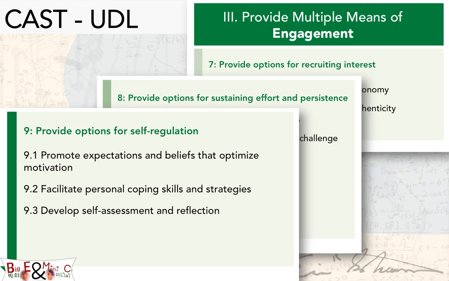Number 9 provides options for self-regulation. It's not an area that I originally connected very much with the flipped classroom model, but I think there's something to be said about removing the fear of falling behind and failing. Providing options for a flexible timeline can increase hope. In 9.1, they define hope as expectation and beliefs that optimize motivation. In addition, 9.3, students are always having to self-assess and reflect on their learning.